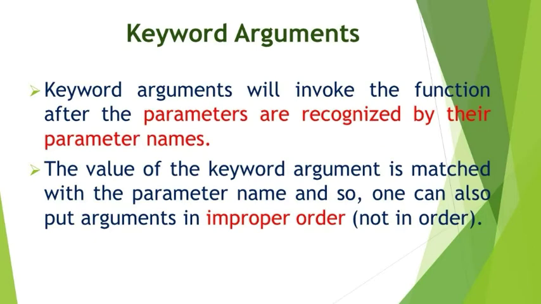Here you can pass the arguments to parameters in improper order, but in required arguments you must pass the arguments in correct proper order. Okay, but when you use keyword arguments in a function call, the caller identifies the arguments by the parameter name, and you can give these keyword arguments in improper order.